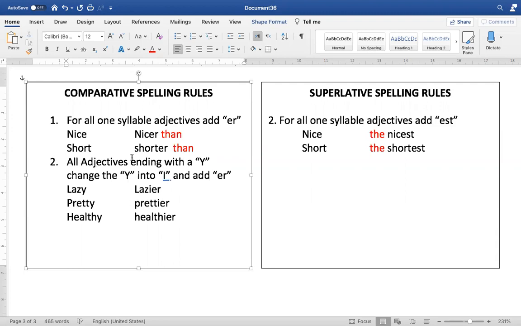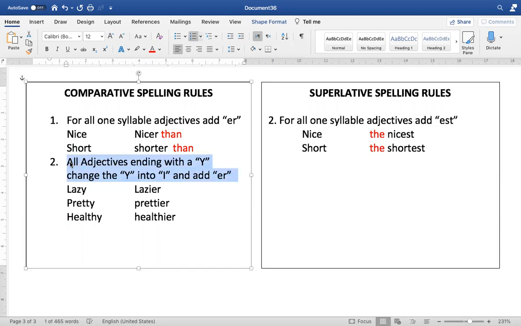But you should not forget that lazy is one syllable, but pretty is two syllables, and healthy is two syllables, but it's actually more about the Y that we are focusing on. All the adjectives, one syllable, two syllable, three syllable, that end with Y, you simply have to change Y into I and you add ER.